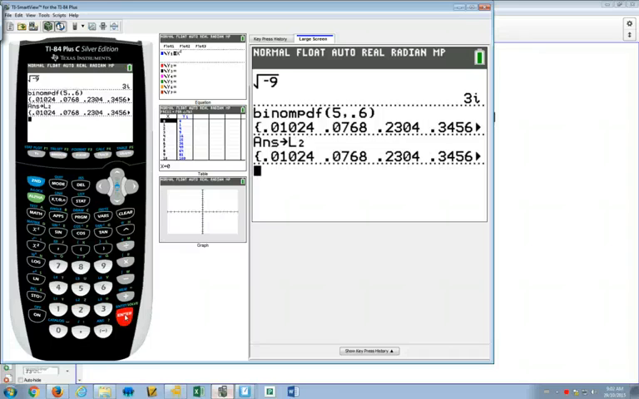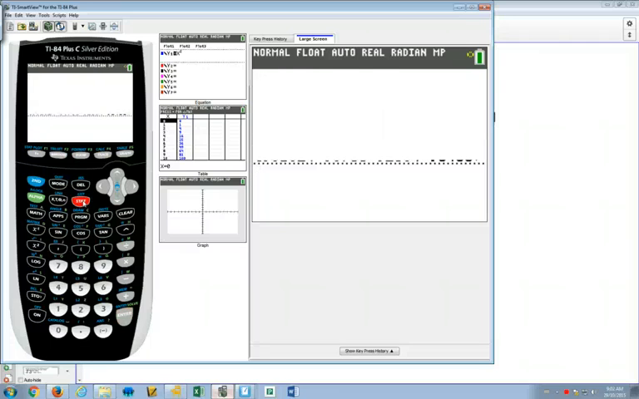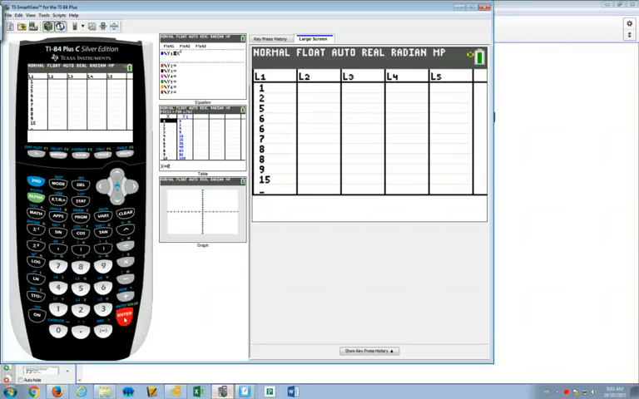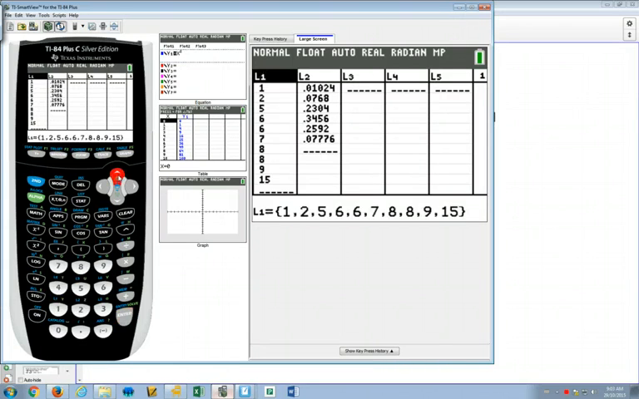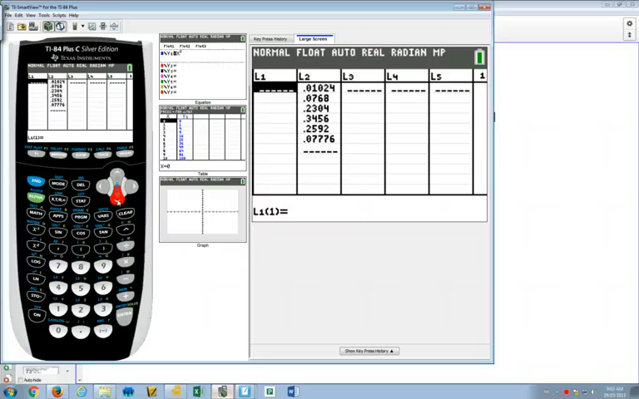Because then if I go to my stats button and I go to edit my lists, I've got it in list 2. And in list 1, I'm just going to clear my list 1. I can put 0, 1, 2, 3, 4, 5. And then I've got my probability distribution chart stored in my stat list. And you can go right here and notice in number 4, there's our 25.9%.